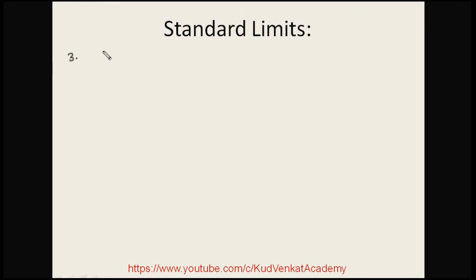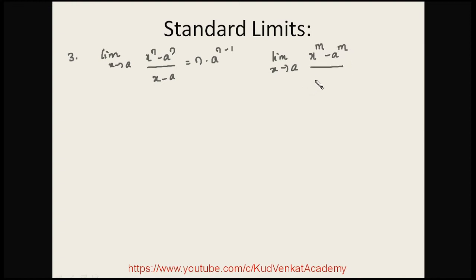Third standard limit, limit x tends to a, (x to the power of n minus a to the power of n) divided by (x minus a). Its value is given by n into a to the power of n minus 1. If in the denominator also we have powers of x, that is, if x tends to a, (x to the power of m minus a to the power of m) divided by (x to the power of n minus a to the power of n) is given by m by n into a to the power of m minus n.